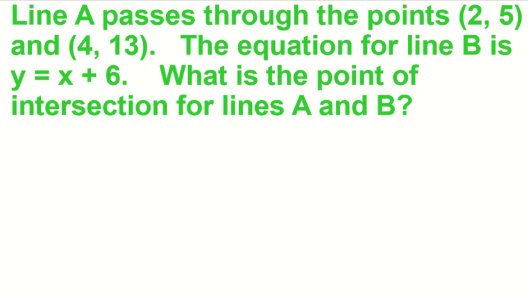All right, so this one, we got line A passes through the point (2, 5) and (4, 13). Line B is y equals x plus 6. Okay? So we're looking for the point of intersection between the two lines. That's what we're looking for on all these. We're looking for the ordered pair, okay?